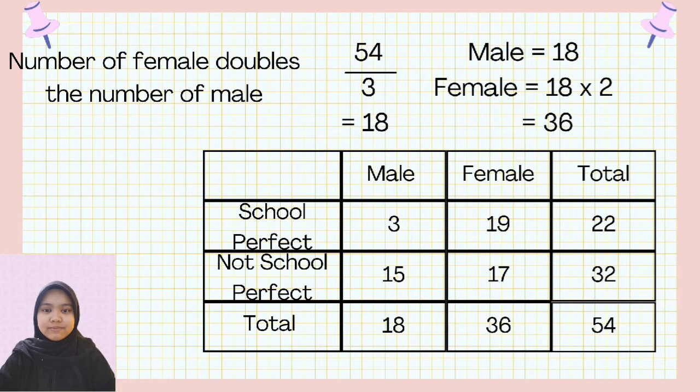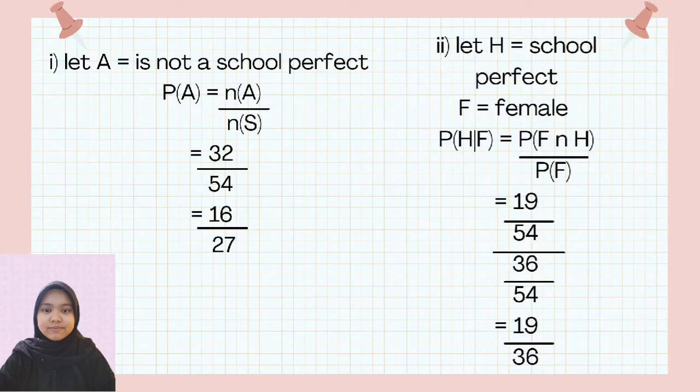We can put all the information given in the question into the table. The question gives 22 as school prefects and only 3 male. So we can fill the table, and 54 minus 22, we know that not school prefect is 32. And male from not school prefect is 15, from 18 minus 3, and the female is 17 for the not school prefect. So the first Roman, let A equal to is not a school prefect, and 32 divided by 54. The information comes from the table just now, so the answer is equal to 16 over 27.